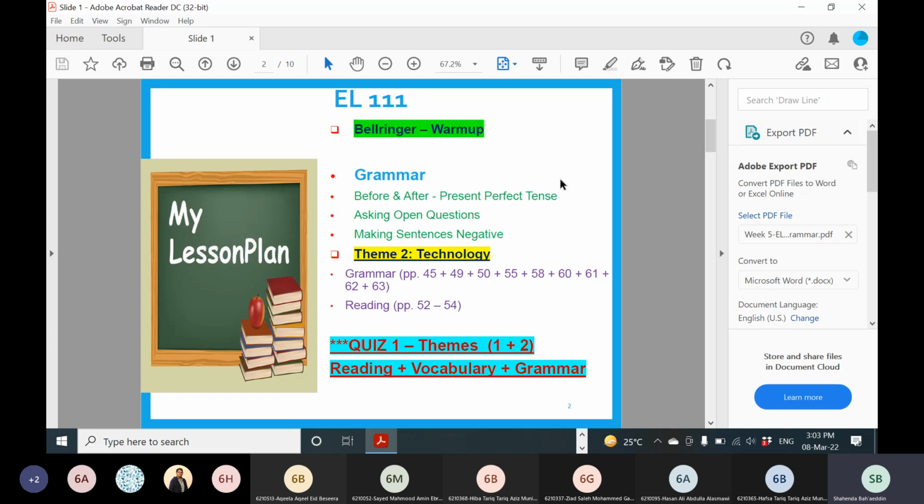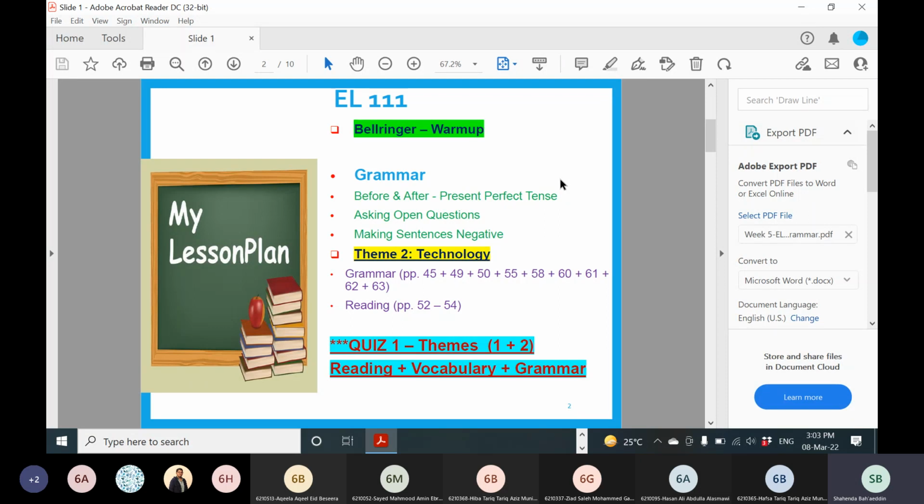Like, for example, if I want to make a question, I will use verb to do. So, do you live in Bahrain? I can't say live you in Bahrain. So I need verb to do. Yes, I do, or no, I don't. So again, with the negation, I need verb to do. I don't live in Bahrain, or I don't live in Manama. I live in Muharraq, for example.